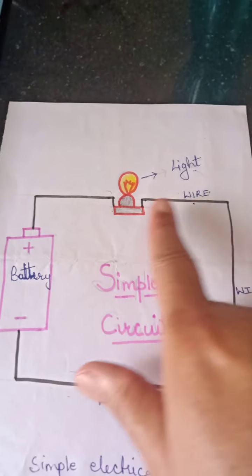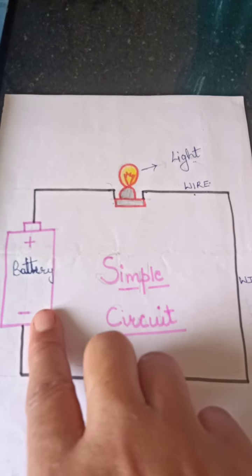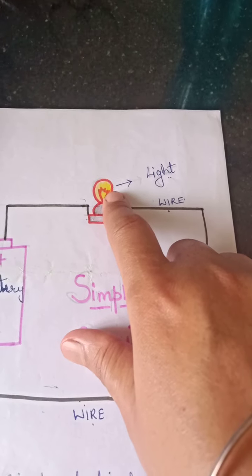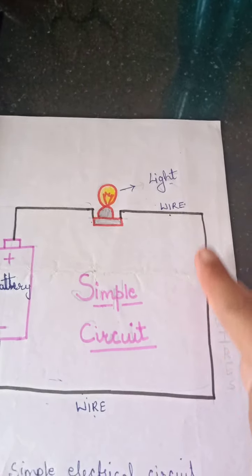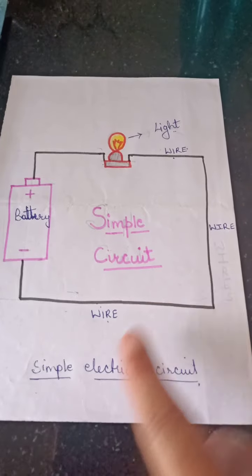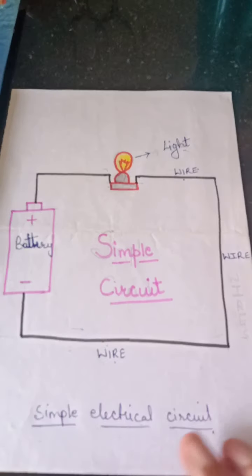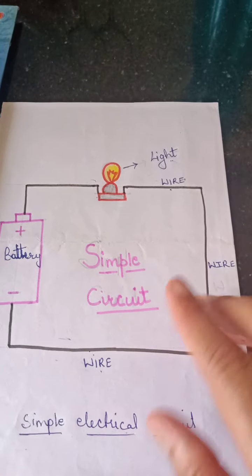So see, we know in a circuit there's a battery, there's a positive and a negative end, there are wires, there's a bulb. Do we know this? And this is a complete circuit because the wires are not broken. That's a complete circuit. And see, it says simple electric circuit. So what's a diagram? Again, diagram is a drawing or a picture that has labels.